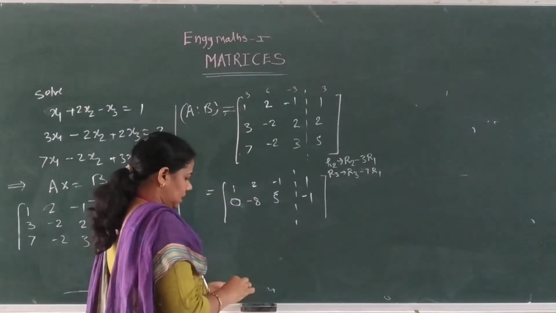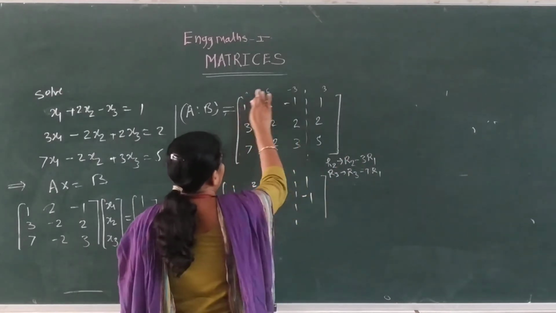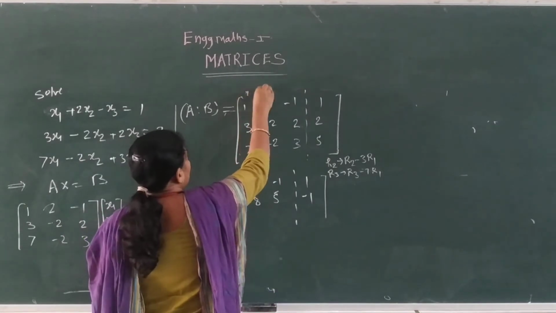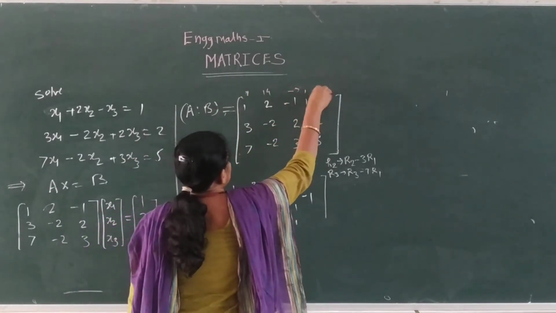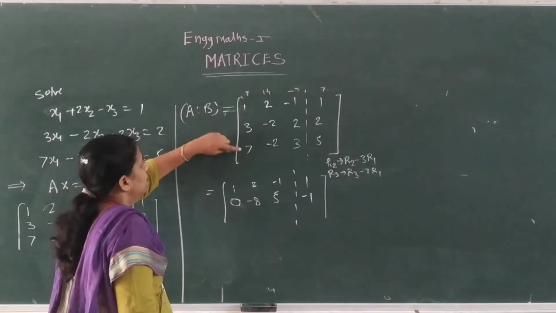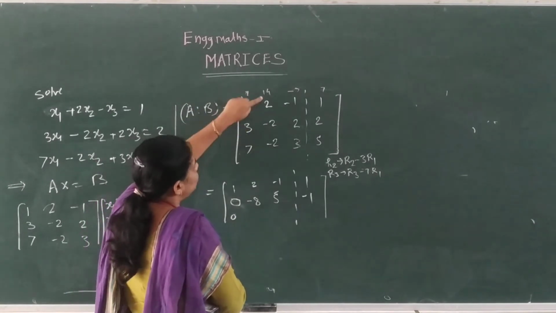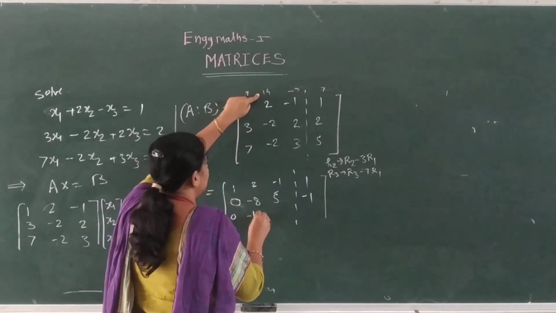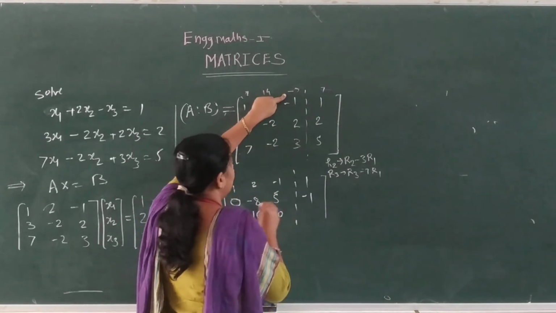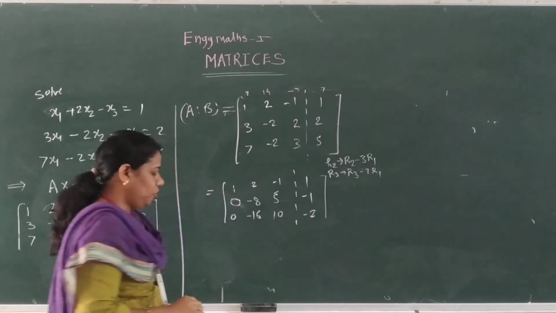Next, the row transformation for R3 is R3 minus 7R1. Multiply the first row by 7, giving 7, 14, minus 7, 7, and subtract these from the third row to get the new elements. 7 minus 7 is 0, minus 2 minus 14 is minus 16, 3 plus 7 is 10, and 5 minus 7 is minus 2. So we get the new matrix.